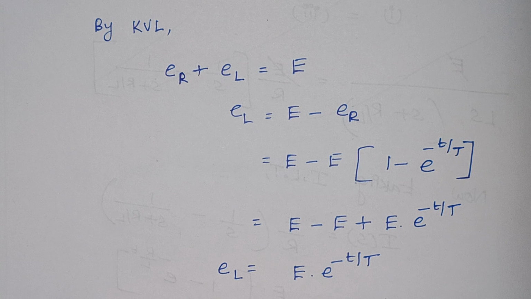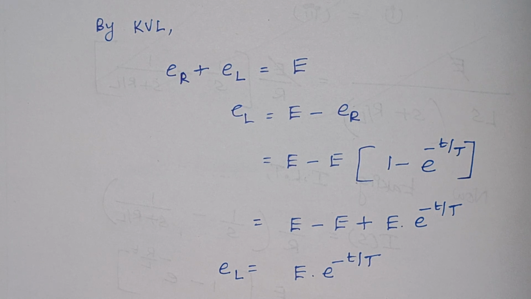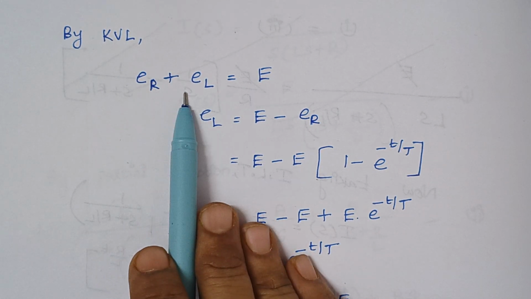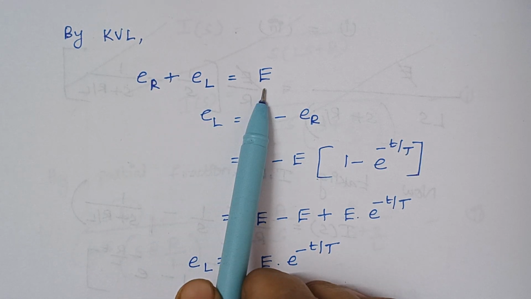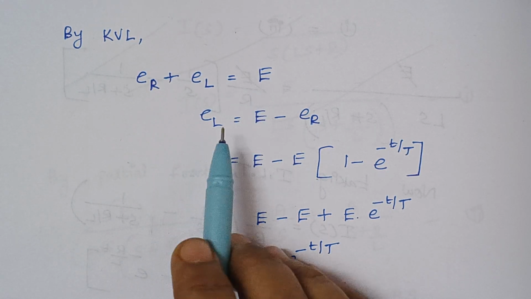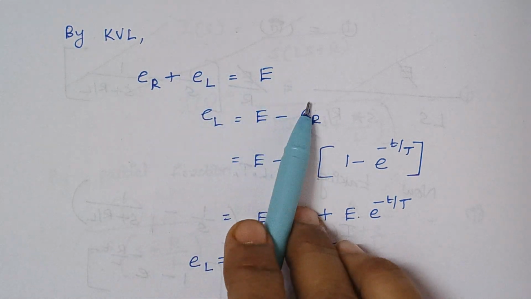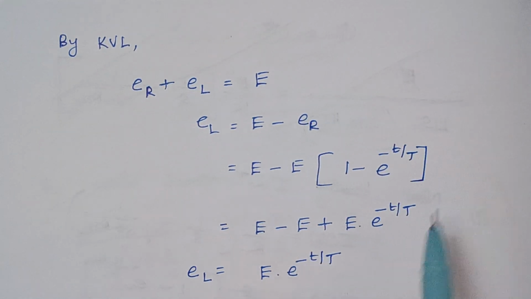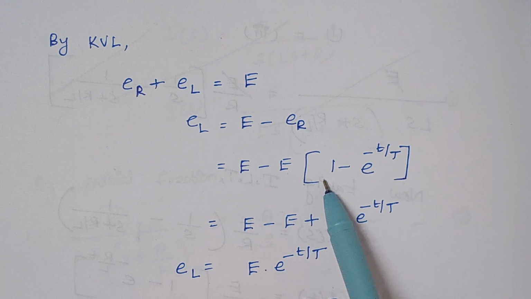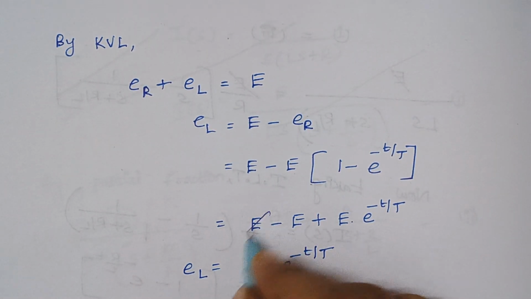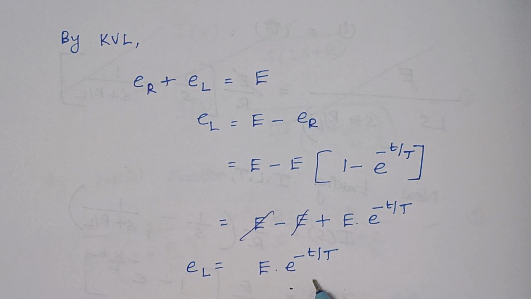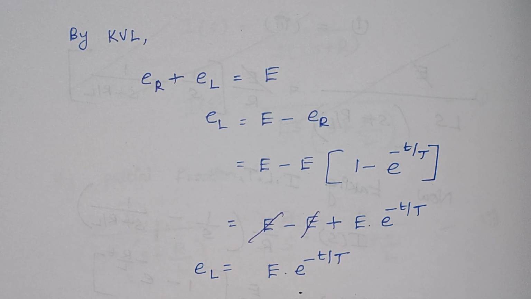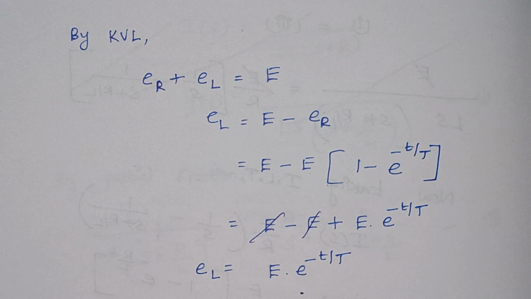So now we are going to calculate the voltage drop across your inductor. As we all know, by KVL, voltage rise is equal to the sum of voltage drops in a closed circuit. So from this expression, now we are going to calculate the value of EL. So EL is nothing but E minus ER. The value of ER we have just calculated, so substitute the values. The next step, we are going to multiply this E with this element. So when you multiply, you see finally the value of EL is E into e to the power minus t by capital T.